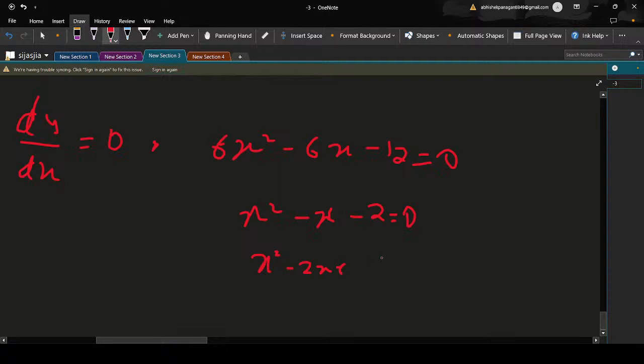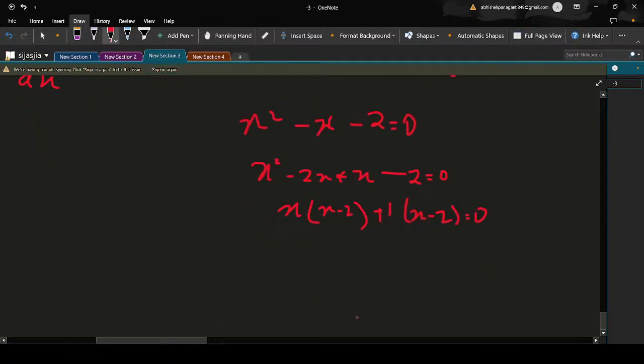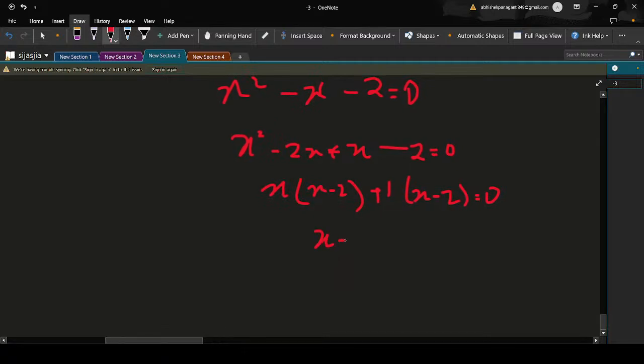Sorry, excuse me. It factors as x minus 2 times x plus 1 equals 0. Extremely sorry. So the values of x are going to be 2 and minus 1. Now how do you know which is maximum or which is minimum?